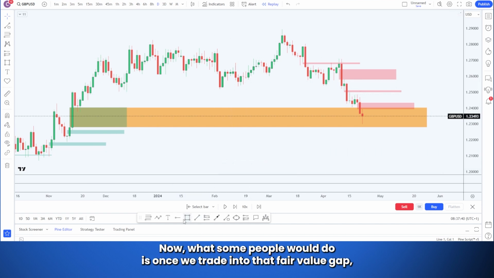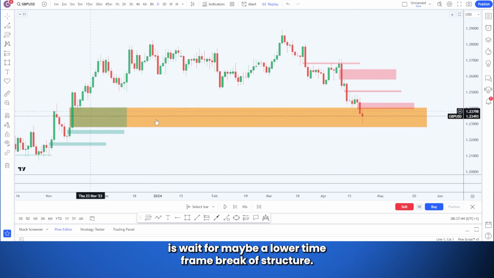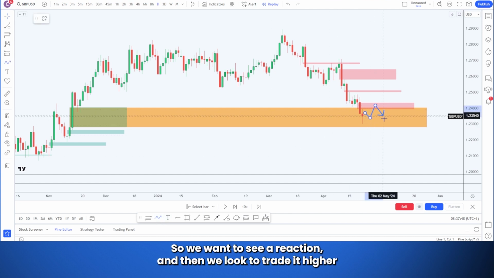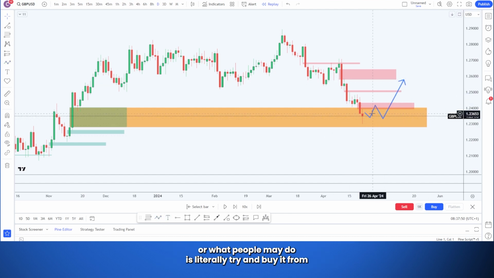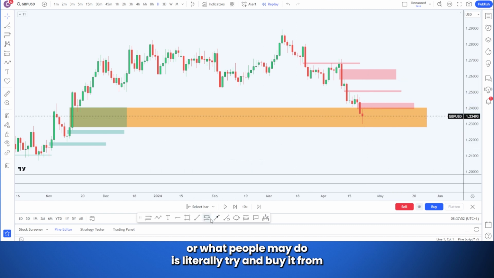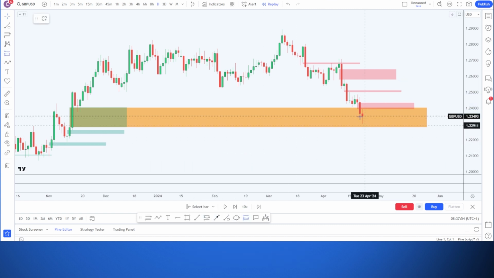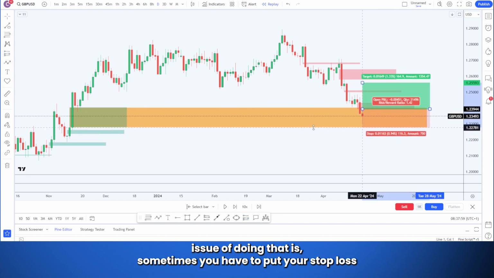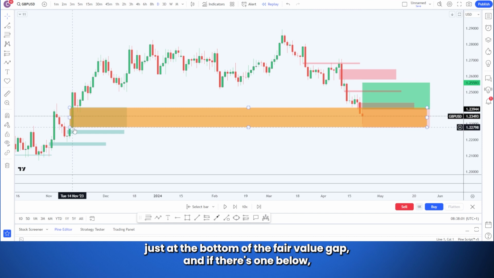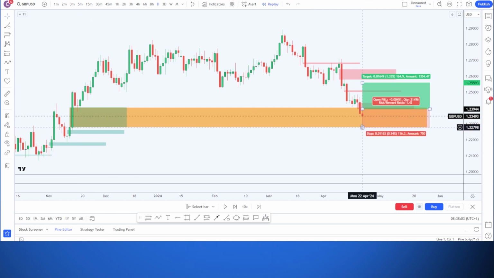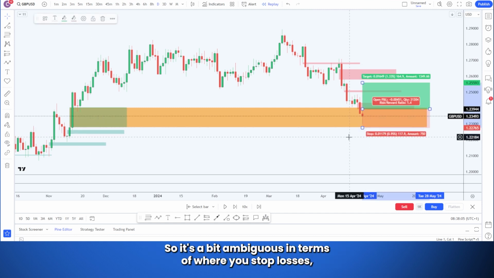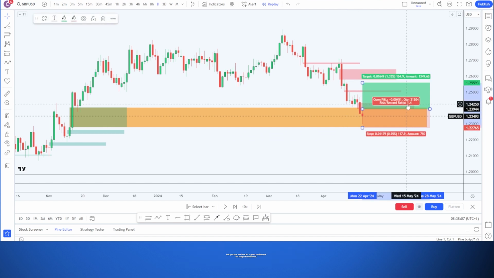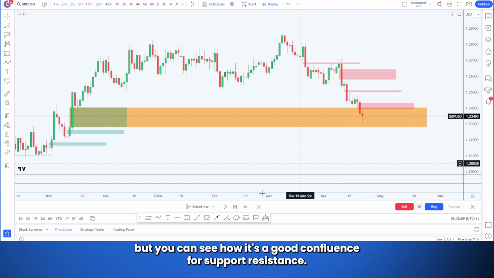Now what some people will do is, once we trade into that fair value gap, wait for maybe a lower time frame break of structure. So we want to see a reaction and then we look to trade it higher. Or what people may do is literally try and buy it from the fair value gap. The issue with doing that is sometimes you have to put your stop loss just at the bottom of the fair value gap, and if there's one below, you might want to cover that as well. So it's a bit ambiguous in terms of where your stop loss is, but you can see how it's a good confluence for support and resistance.